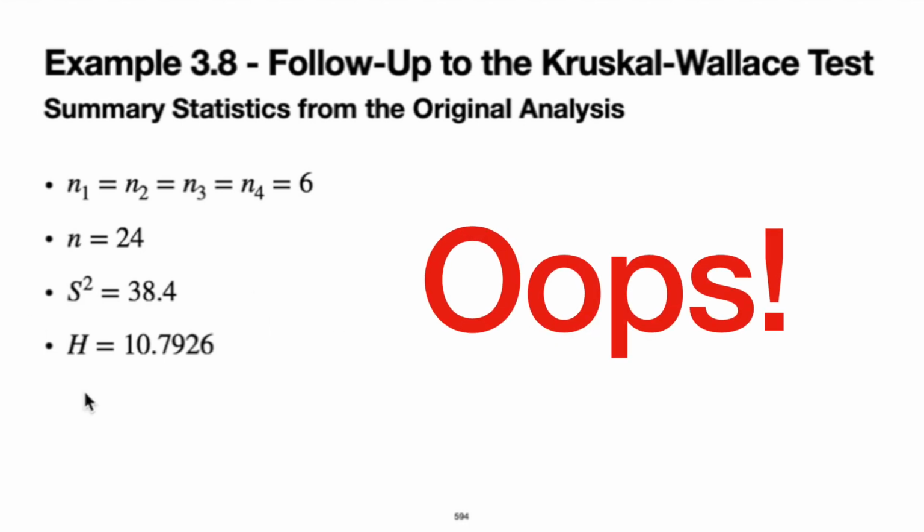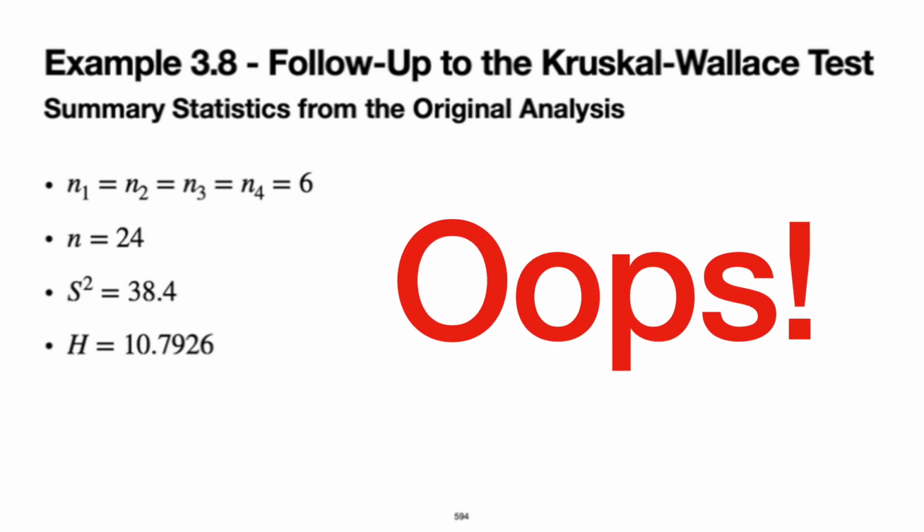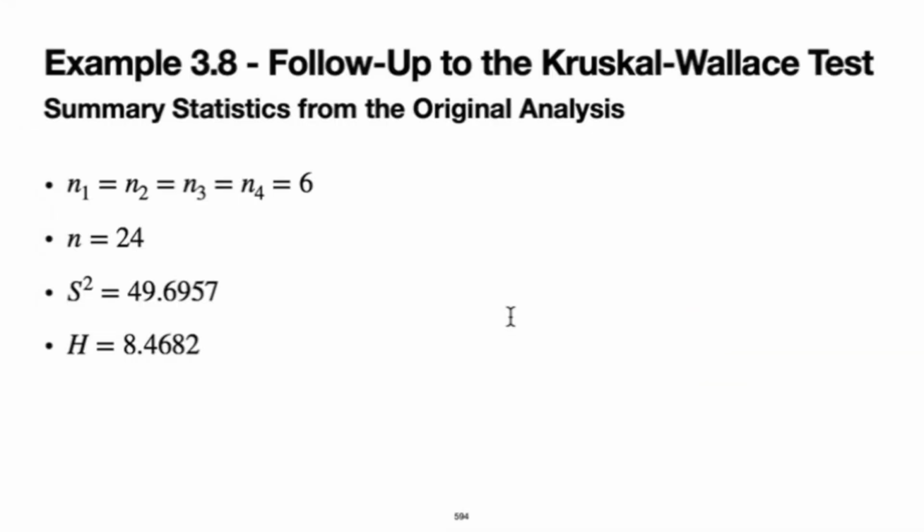Actually, that's a carryover from the previous example. Let me fix that real quick, so hold on just a second. All right, so I've got the slide corrected here. For the original Kruskal-Wallis for this data, the value of S squared was 49.6957, and the value of H was 8.4682. So, the perils of cut and paste.